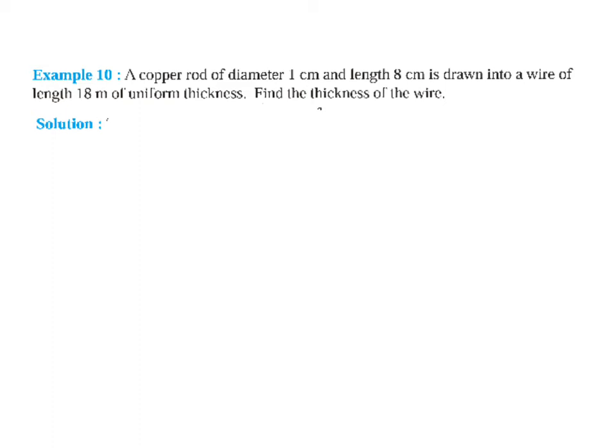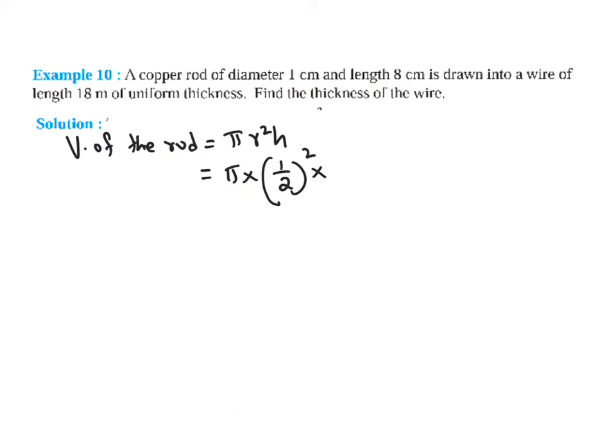And the diameter of the rod is 1 centimeter, so the radius is going to be half a centimeter. So let's figure that out first. The volume of the rod is going to be pi r squared h, and that is going to be pi times the radius, which is half because the diameter is 1 centimeter. So half squared times the height, the length of the rod, 8. That's going to be equal to 2 pi centimeter cube. So now we know the volume of the rod.